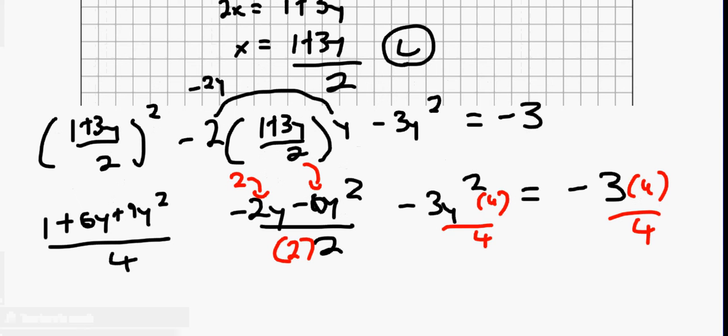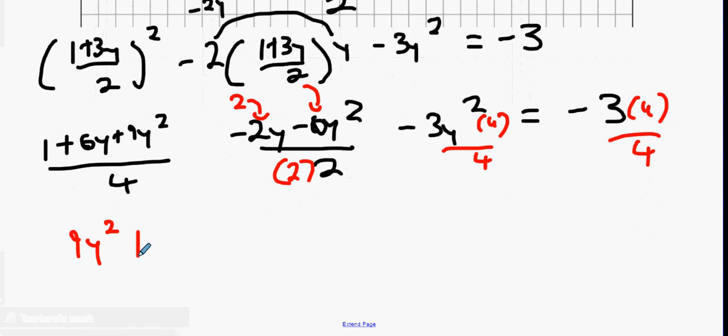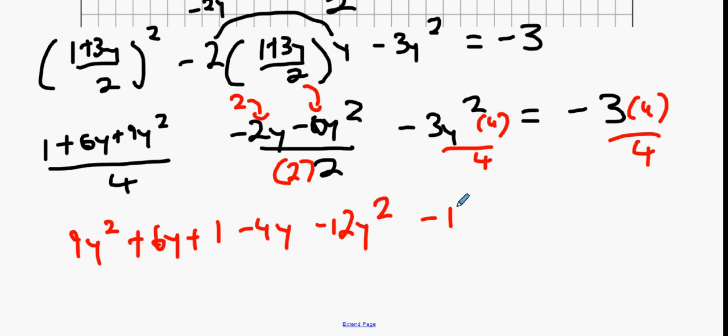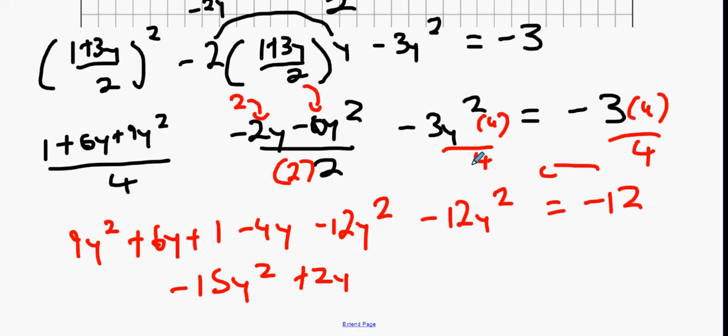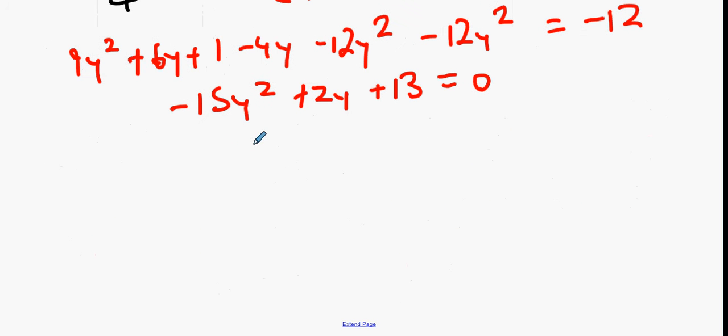And what we should get now is 9y squared plus 6y plus 1 minus 4y minus 12y squared minus another 12y squared, and then that equals minus 12. Now I'm hopefully going to arrange this all over one side. I'm going to get minus 15y squared plus 2y, bring the minus 12 over to the 1. I think we're about to get a plus 13 here, and then multiply both sides by minus, and you get 15y squared minus 2y minus 13.